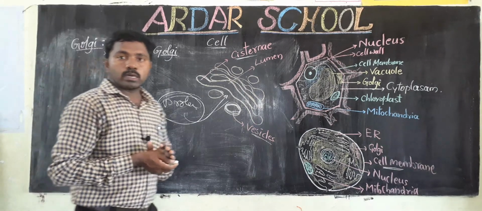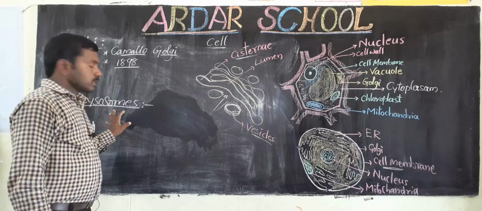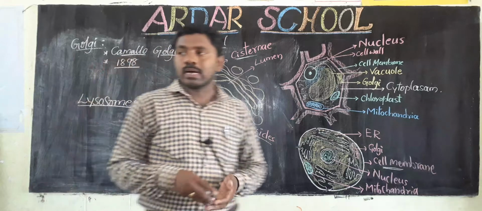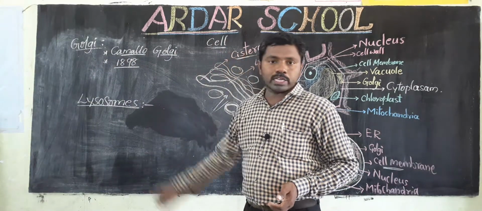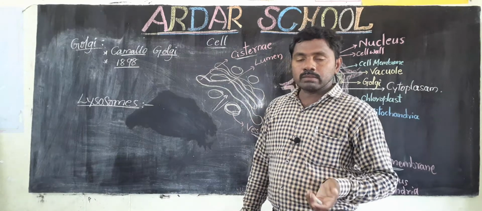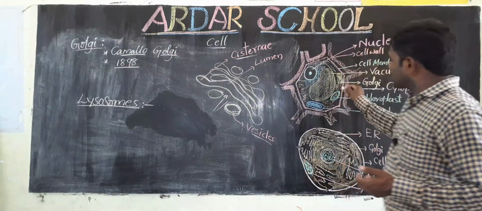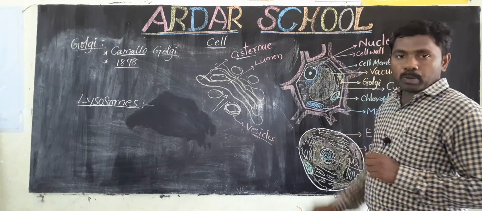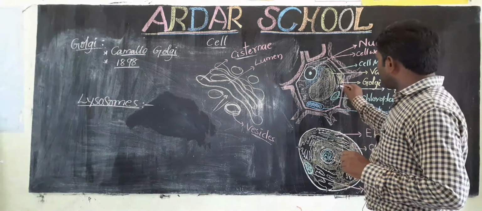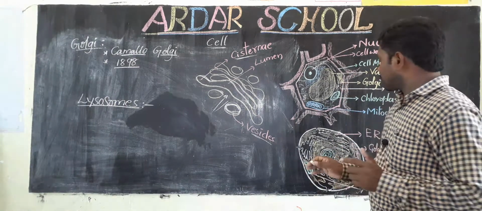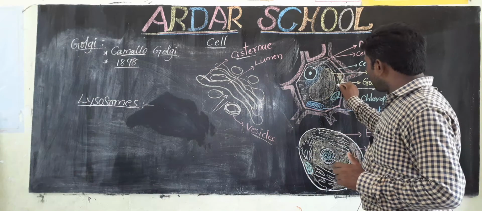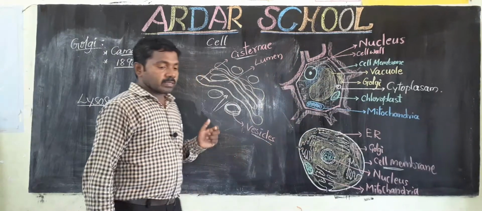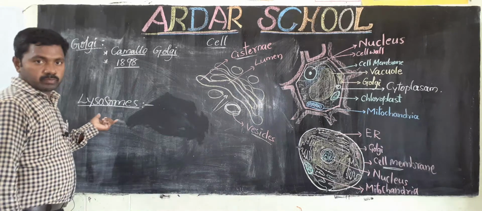Okay children, next one, lysosomes. The next cell organelle is the lysosome. Earlier, scientists had no idea about the lysosomes and their function, but when they observed under the microscope, some granule-like tiny structures were seen in the cytoplasm. They didn't know the main function, but later, when they found the lysosomes, they could observe the function. What is the main function of the lysosomes?